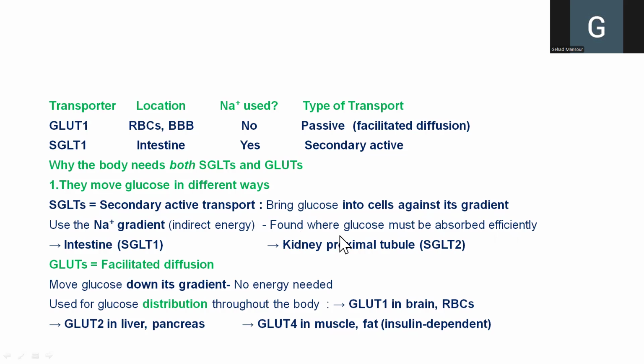So this will allow glucose to be absorbed efficiently. As I said before, we accumulate it into the cells from the lumen of the small intestine, or to the inside of the cell from the renal filtrate. So this is very important to absorb glucose efficiently in the small intestine, or to reabsorb glucose efficiently from the kidneys. In the intestines, we use the type 1. In the kidneys, in the proximal tubules, we use the type 2.